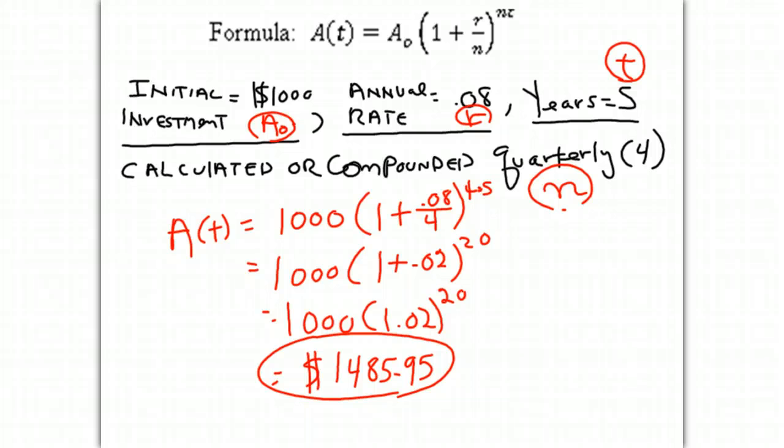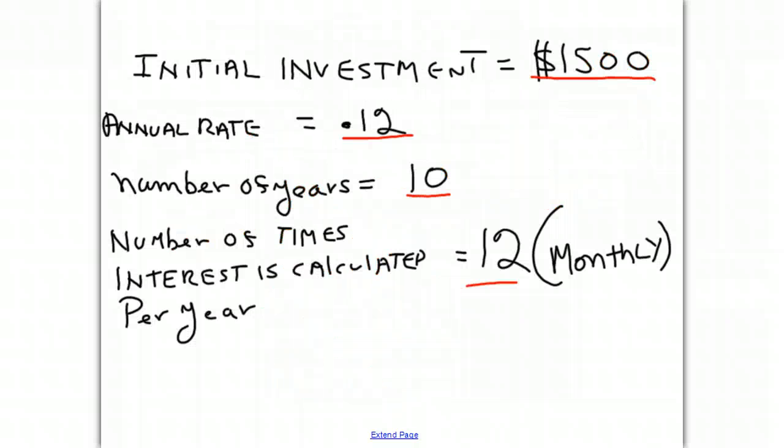Not bad for 5 years. We made $485.95. So what we need you to do now is go back to your problem, figure it out, and see what answer you get. And if you do it correctly, let's hope you do, and we'll bring it into class tomorrow, and we'll take a look at it.